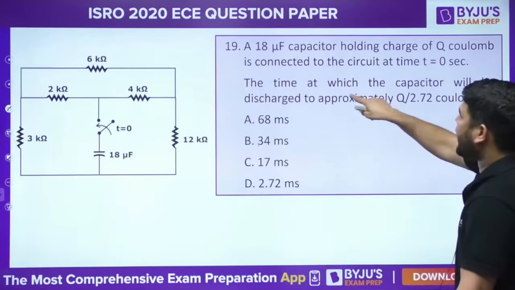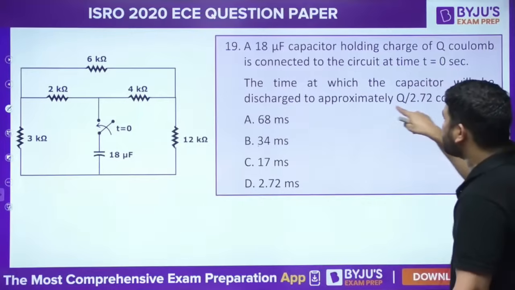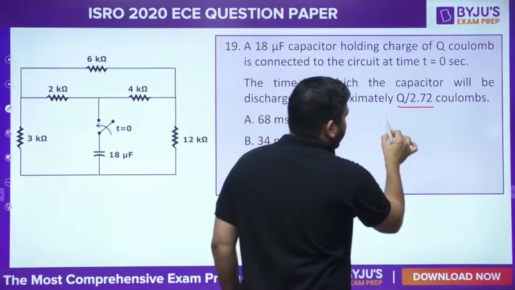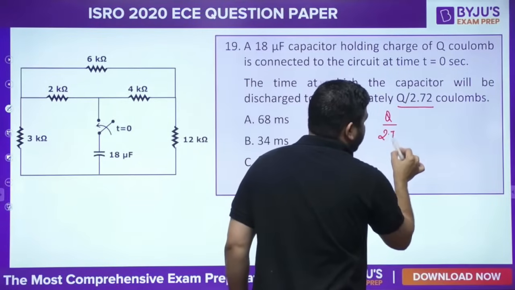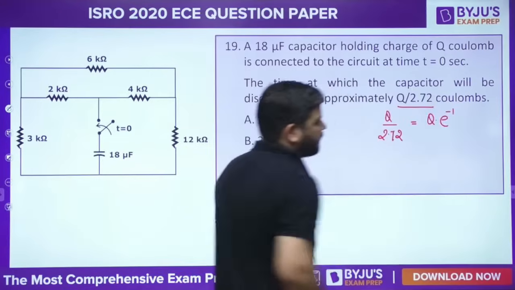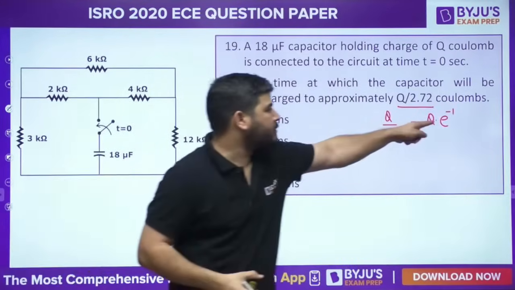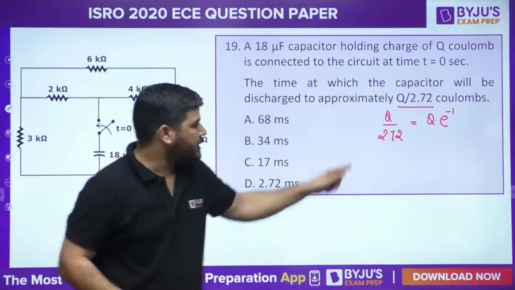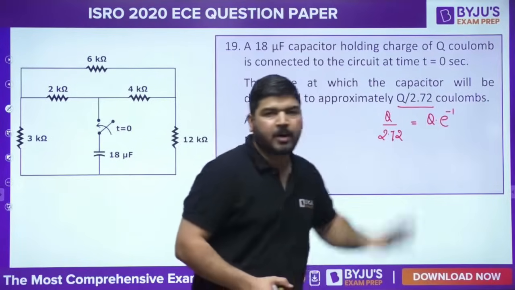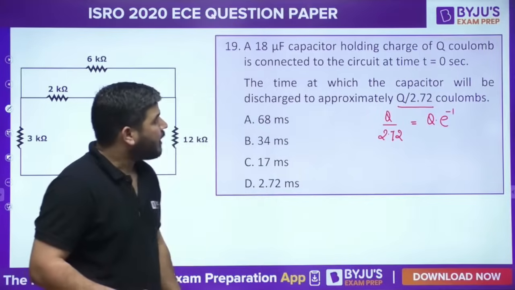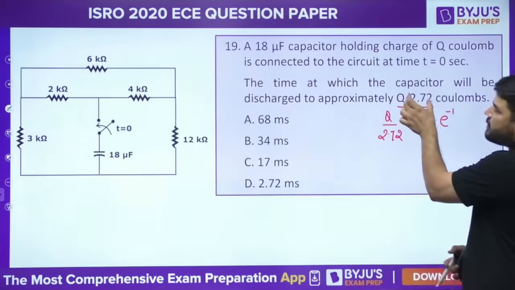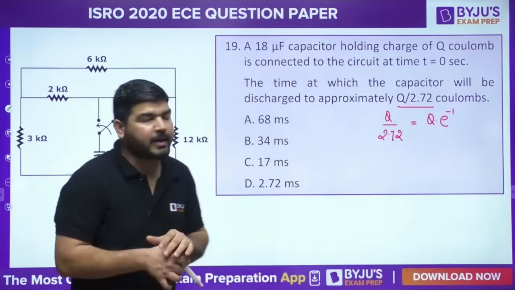At the time at which the capacitor will be discharged to approximately Q upon, now this factor is very important, Q upon 2.72, that is Q into e to the power minus 1. E to the power minus 1 has this value because this is E. So Q upon E. So I can write it Q into e to the power minus 1. Now we need to tell the time by which this capacitor is discharged to this value. Now how to calculate that?